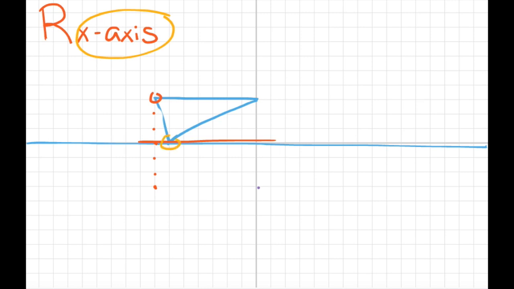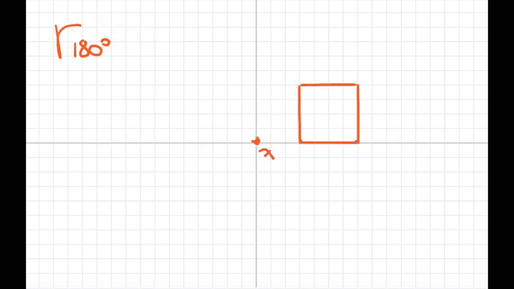Same thing with this point, because it's 0 squares away from the x-axis, it's going to be right here. And then for this point, since it's 1, 2, 3 points away, same thing here, 1, 2, 3. So what you're going to end up with, your shape, your reflection, is going to look like this.